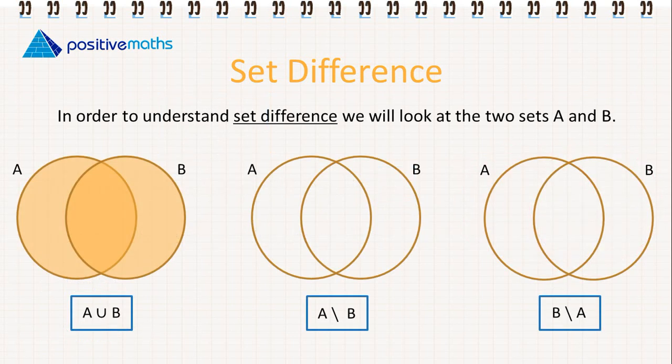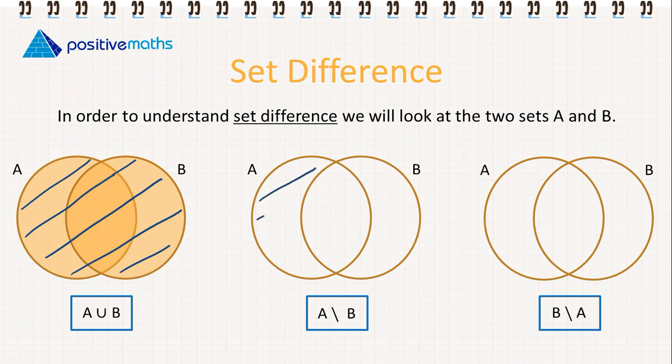In order to understand set difference, we will look at two sets A and B. Okay, so the first one, we have A union B. So we're including all the elements of A and all the elements of B. Okay, in the middle diagram, we're going to highlight A without B. So it's everything that's in A, but nothing that's also in B. And then the third diagram, we're going to shade in the area that represents B without A. So again, everything in B, but not including anything that is also in A.